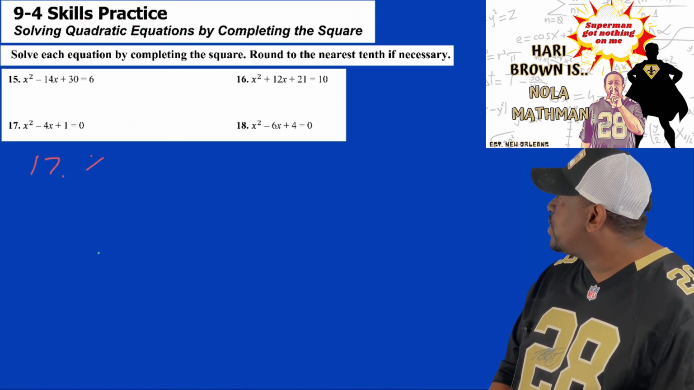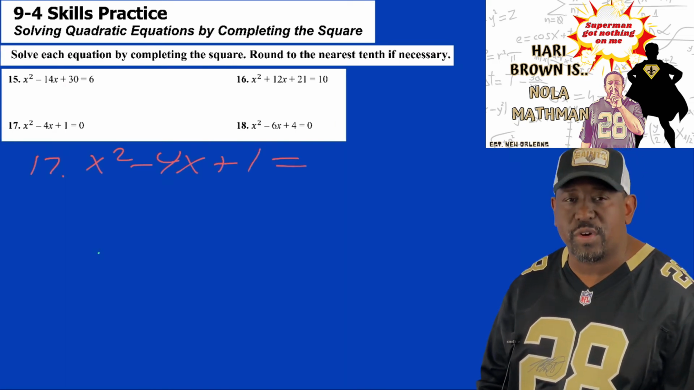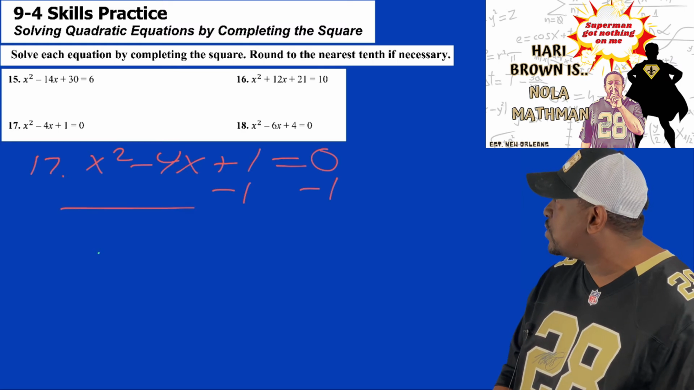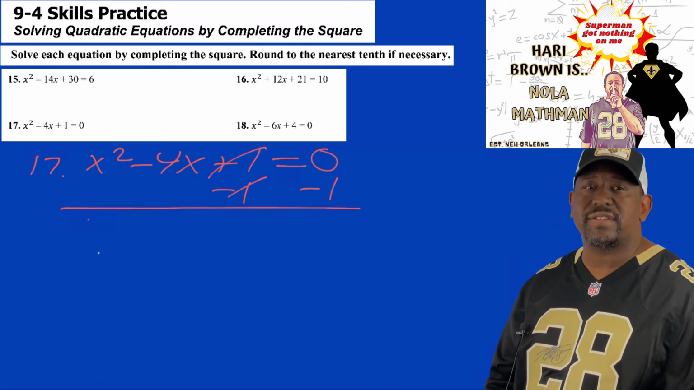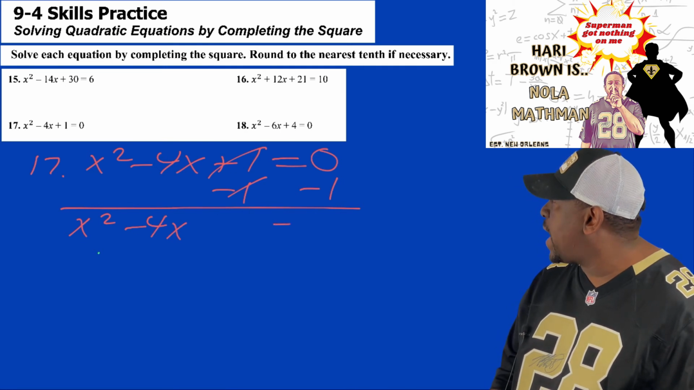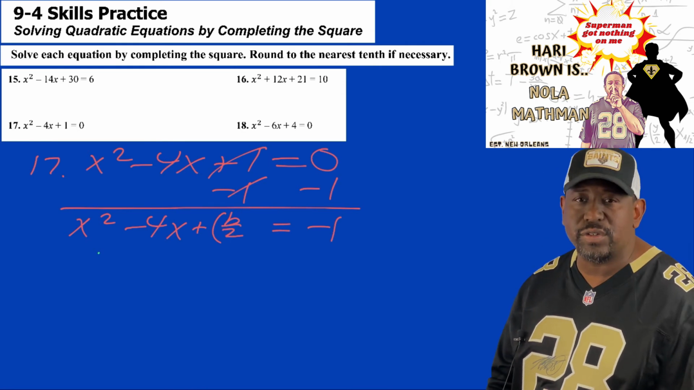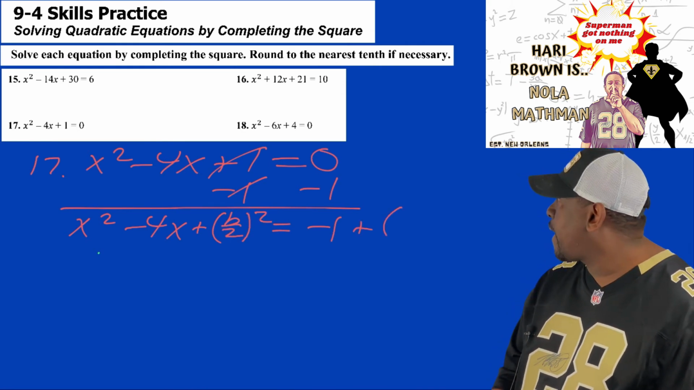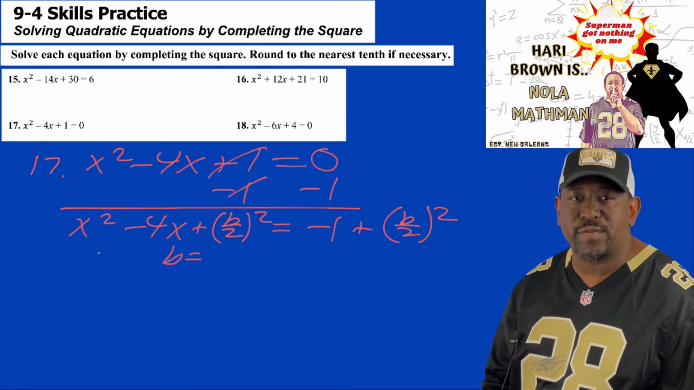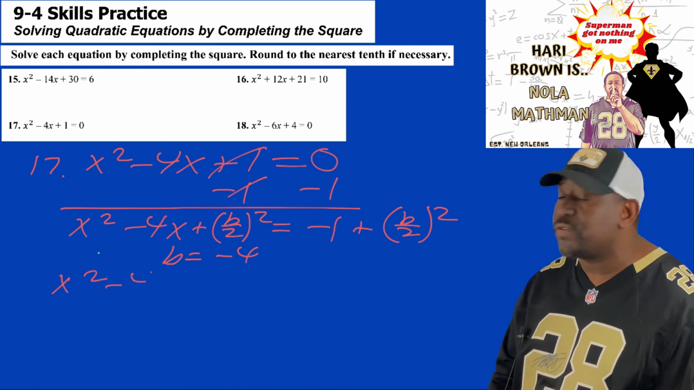All right, now we're doing number 17. X squared minus 4x plus 1 equals 0. We have to get rid of the 1, so we subtract 1 from both sides, so we can be left with our x squared plus bx term, which is minus 4x. We will add the b over 2 squared to both sides like we normally do to complete the square. We pull out the value of b. B in this problem is equal to negative 4.